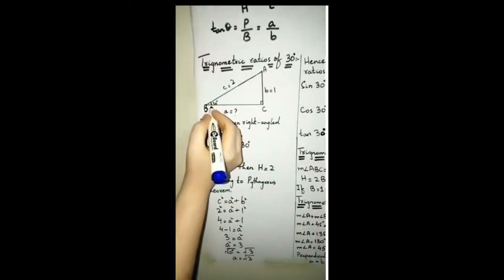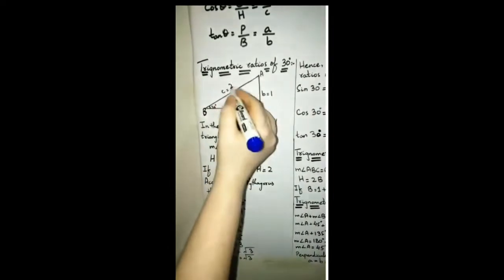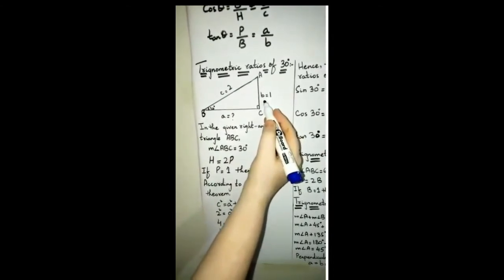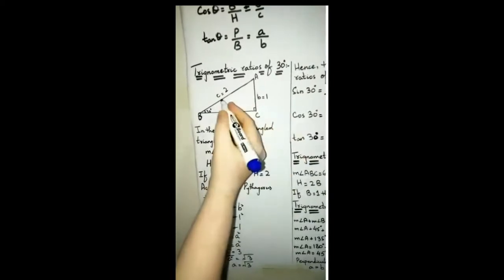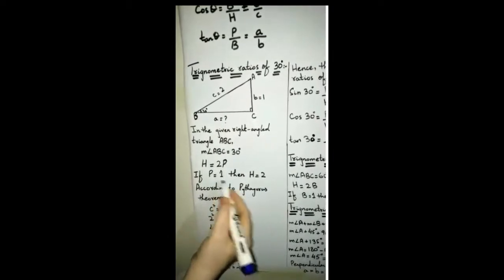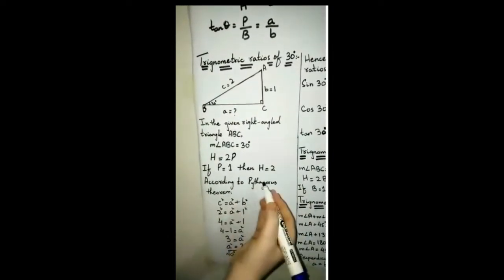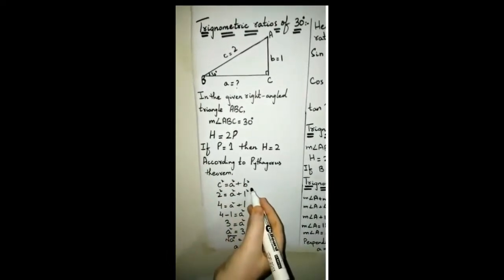In a right angle triangle, if the given angle is 30 degree, it means the length of hypotenuse is equal to two times the length of the perpendicular. If the length of perpendicular is equal to 1, it means the length of hypotenuse equals 2. If P equals 1, then hypotenuse is equal to 2. According to Pythagoras theorem, C square equals A square plus B square. The value of C is 2.